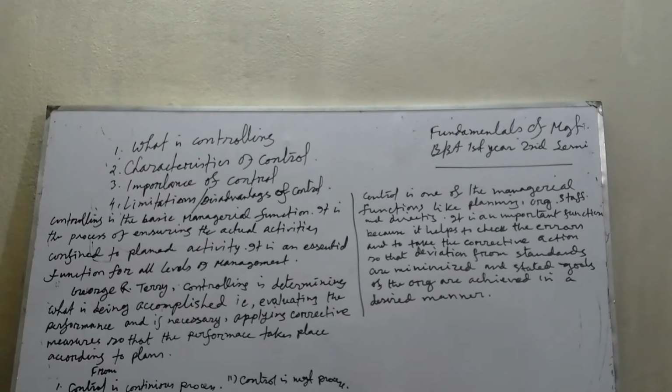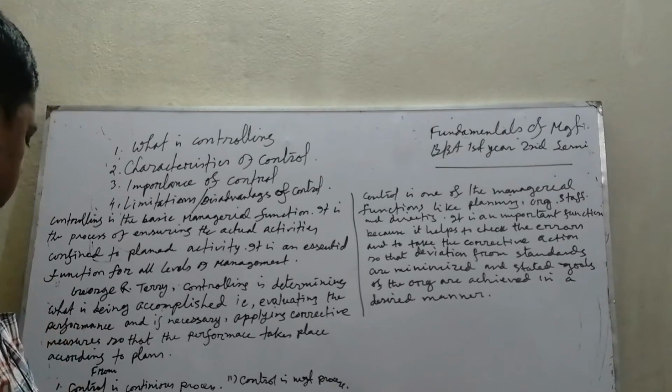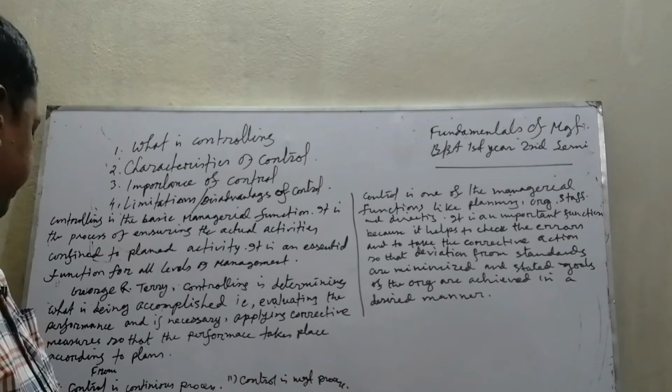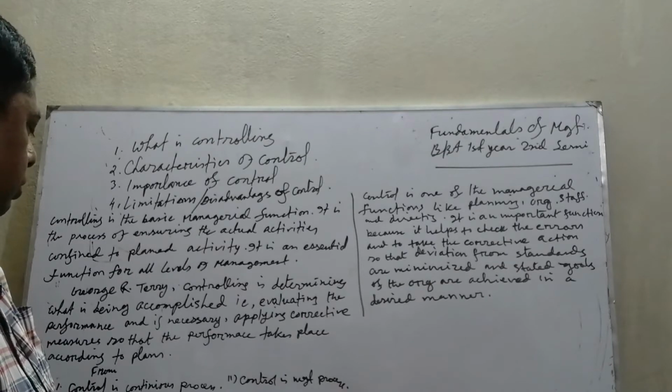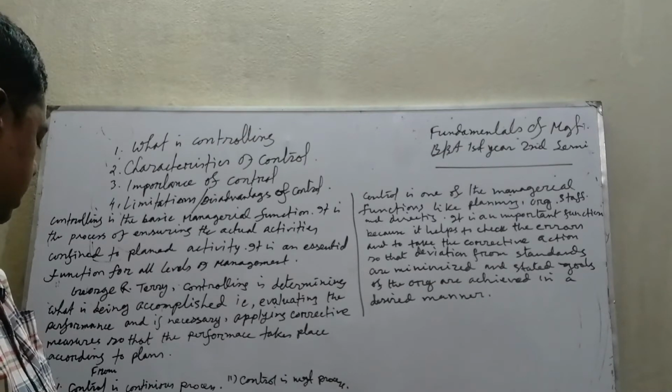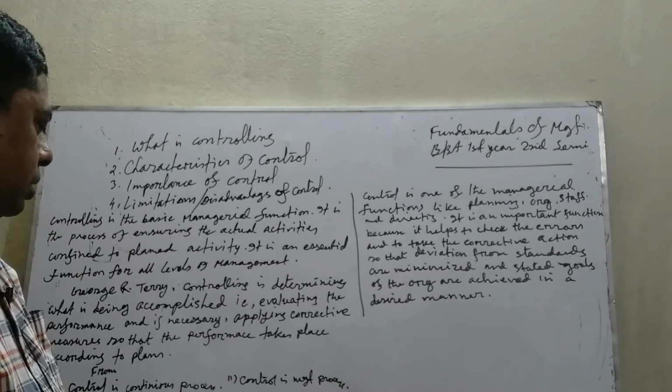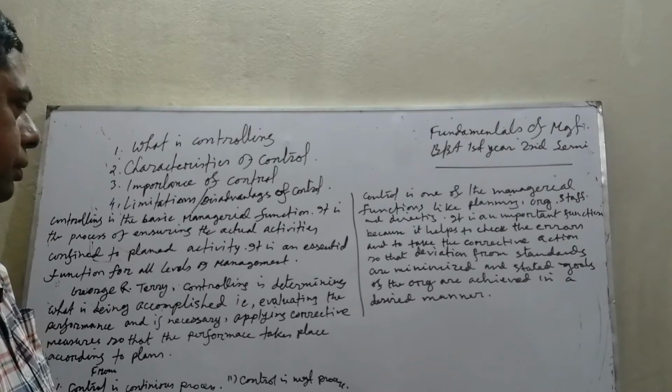From the above definitions and discussion, we can find the following characteristics, or features, of control. Control is a continuous process. Control is a managerial process. Control is forward looking. Control is closely linked with planning. Control helps in achieving standards. Control helps in minimizing cost. Control is an end process.